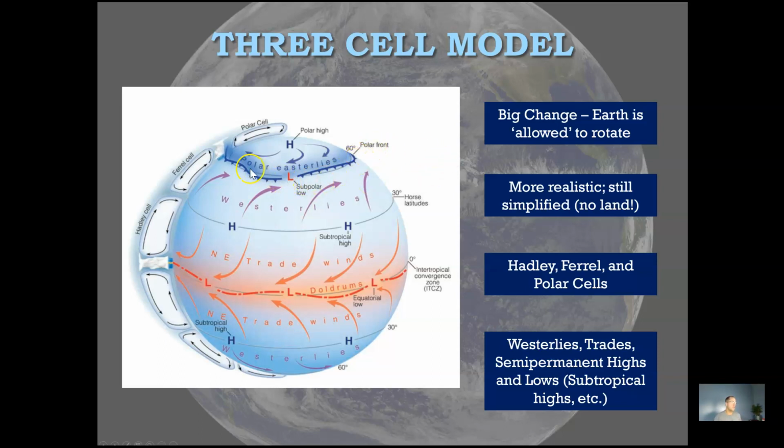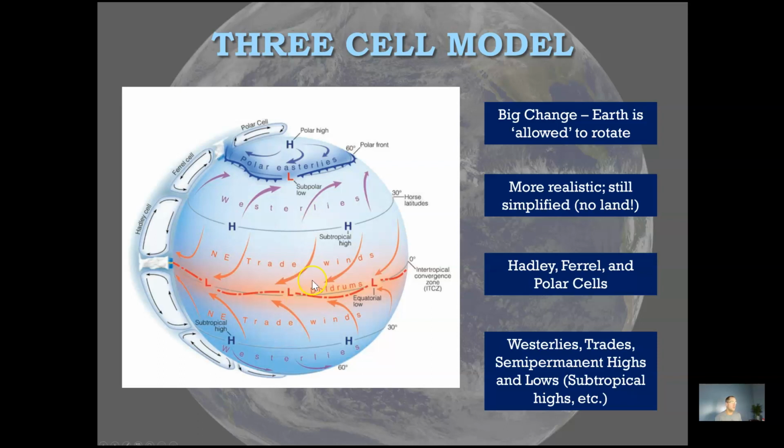Polar front, again a low pressure dominant here as we separate the westerlies from the polar easterlies, again noting that convergence. Subpolar lows, again you're still getting to areas here that have substantially less sunshine in this 3-cell model, which focuses on the sun directly overhead at the equator.